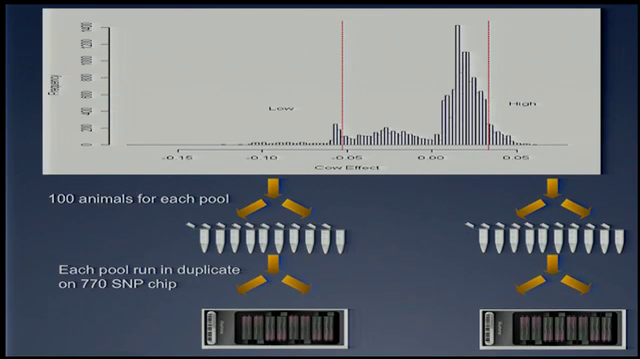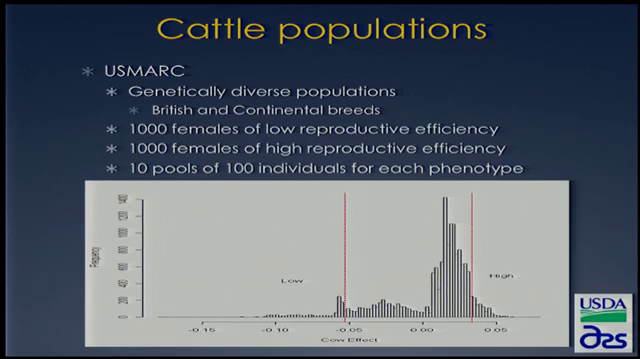So this is an example of the pooling. This is for the US MARC population that I'll present in the next slide. We had the low reproductive animals and the high reproductive animals, and we took 100 animals and put them into each pool. So we had a total of 10 pools totaling 1,000 animals, and then ran these in duplicate on the chip.